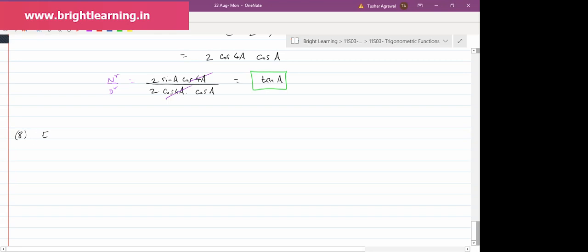Now this question is very easy. You should be able to solve it. Evaluate how much. That's it. Tan 22.5 degree.